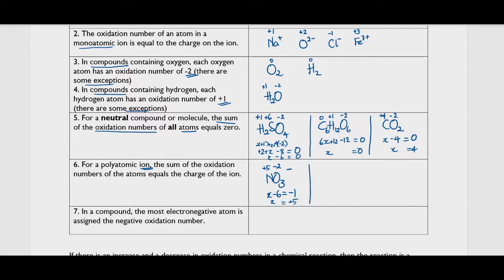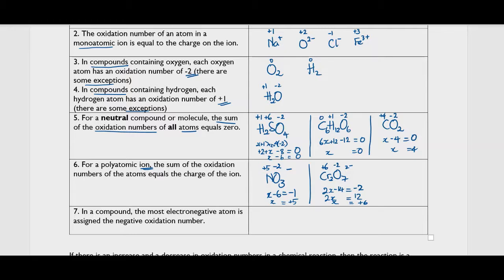Let's do another one. If I have the dichromate ion, Cr2O7 2 minus, then the oxidation number of oxygen I'm going to assume to be negative 2. So 7 oxygen is negative 14. I don't know what the oxidation number of chromium is, so let's just assume that it's X for now. But 2X minus 14 must equal negative 2, which is the charge of this ion. So 2X is 12, so X is positive 6. So the oxidation number of each chromium atom in this case is positive 6.